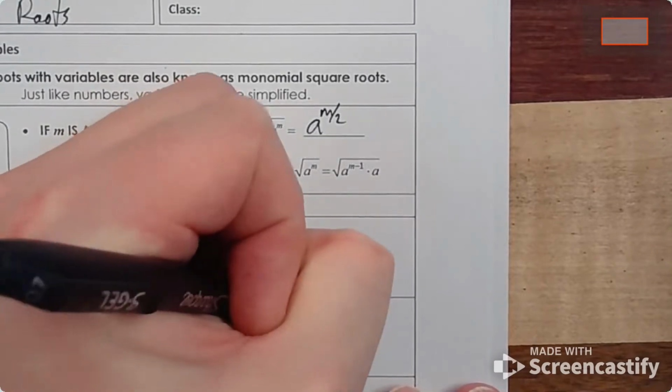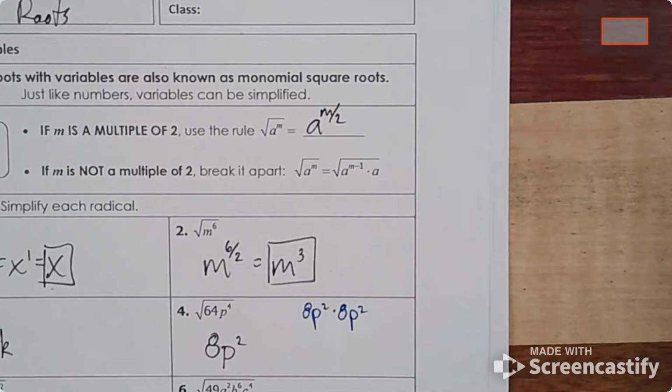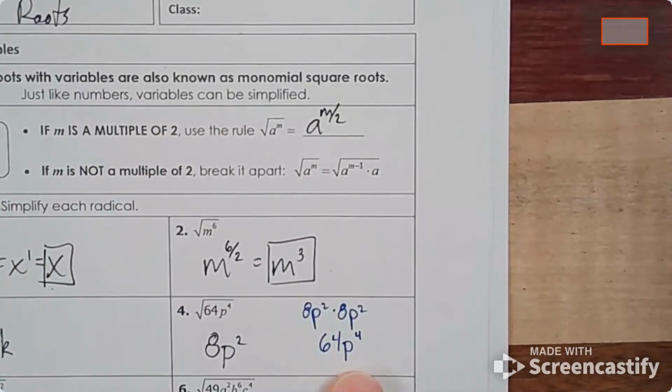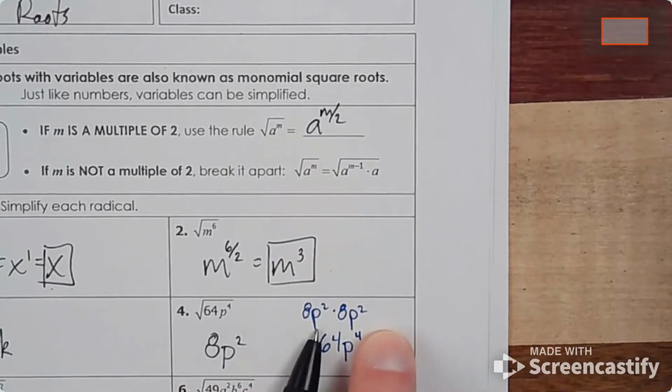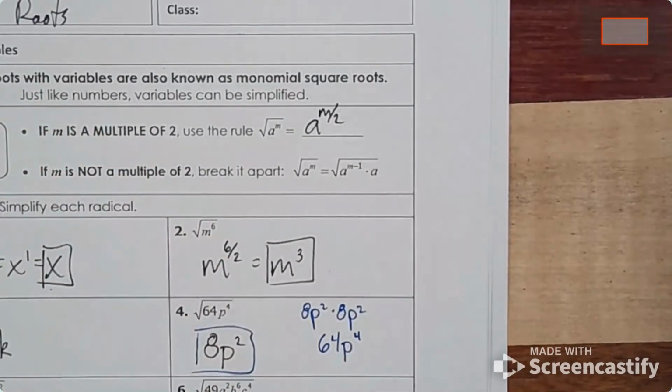If you have 8p squared times 8p squared, you would use the product rule, right? You'd multiply your regular numbers, 8 times 8, and you get 64. And if you use the product rule, that means you are adding the exponents together with the same variables. So 2 plus 2 would be to the 4th power. And so if we multiply those back out, we end up right back where we started. So 8p squared times 8p squared is 64p to the 4th. That's what we started with. If you square root it, you get our answer right here of 8p squared.